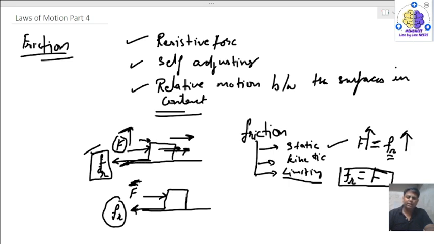Now as soon as the externally applied force increases from the value of limiting friction force, what happens? The block starts moving in the forward direction. The displacement now is in the forward direction. At this moment, there is still a frictional force acting in the opposite direction, and that frictional force, when the block is moving in the forward direction, is known as the kinetic frictional force. At that moment, this kinetic frictional force is constant, right?